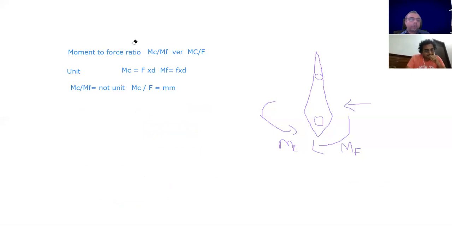So we move to the next scenario, and that is bodily movement. That is MC/MF, and what is it equal to? 1. One. Okay.